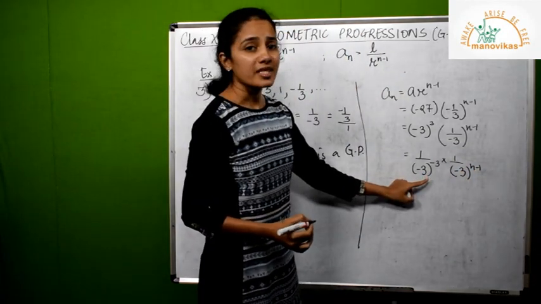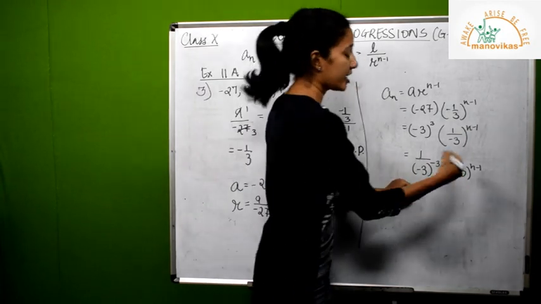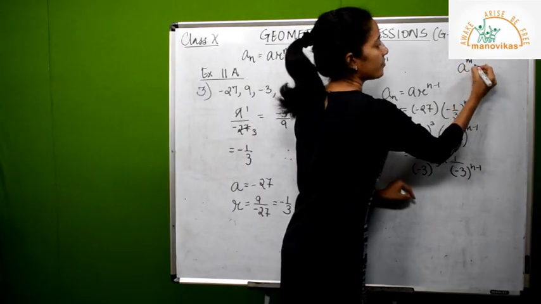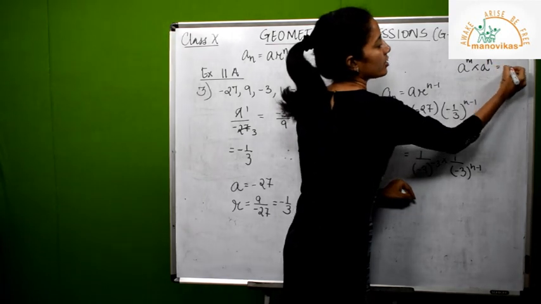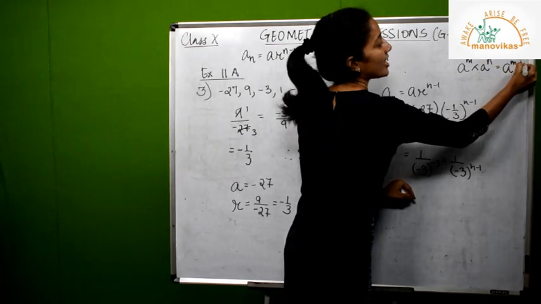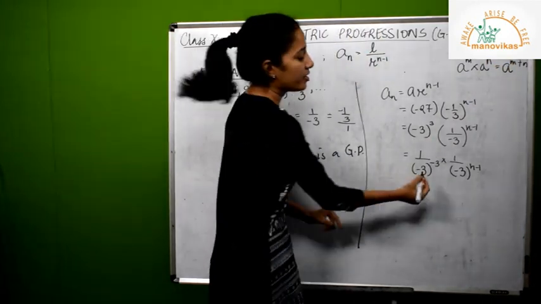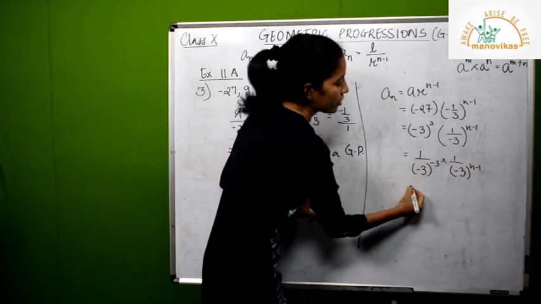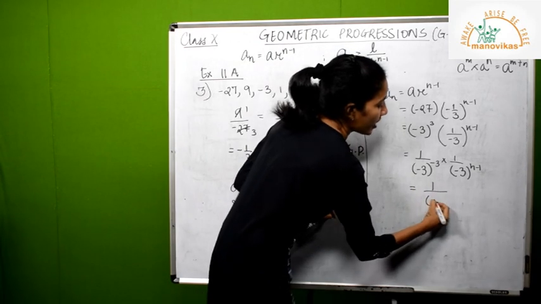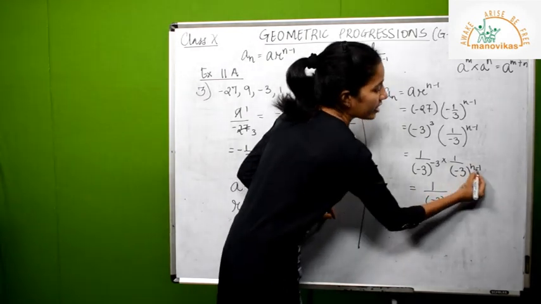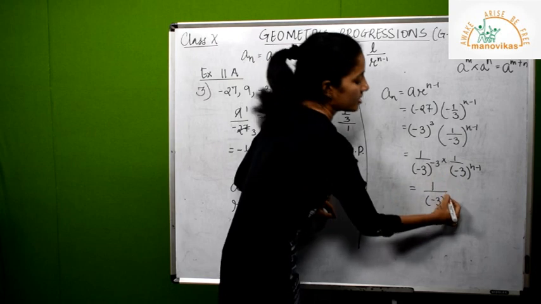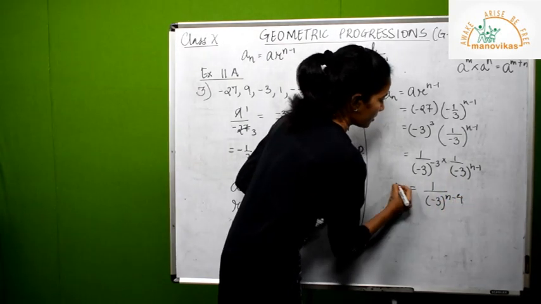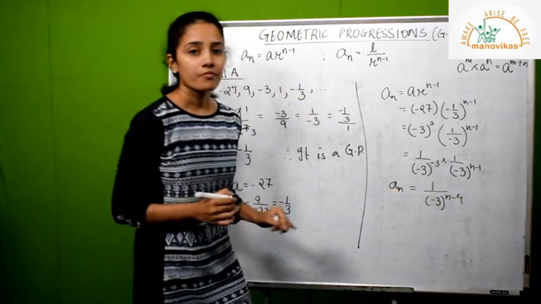Now here we use another law of indices, which is a raised to m into a raised to n is equal to a raised to m plus n. When the base is the same, you can add the indices. So that will be 1 upon minus 3 raised to n minus 1 minus 3, which is n minus 4. This is equal to an.